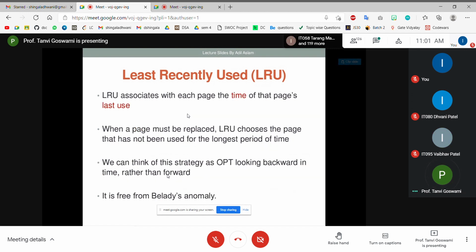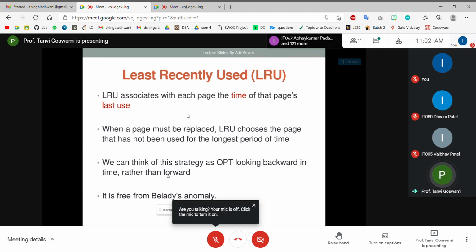Okay, so LRU associates with each page the time of that page's last use. So what will the timestamp be with each page? The timestamp will be the time when that page is being used. When a page must be replaced, LRU chooses the page that has not been used for the longest period of time. We can think of this strategy as optimal looking backward in time rather than forward in time. So here we are looking at the backward address references. Now we can look at the backward address references, right? Why? Because we already have those address references.